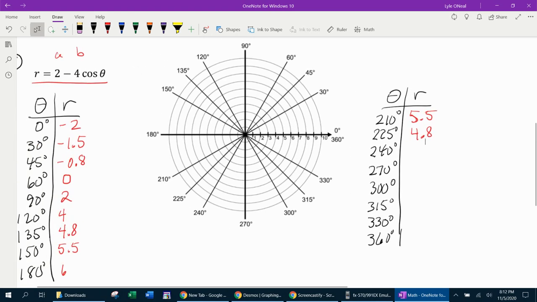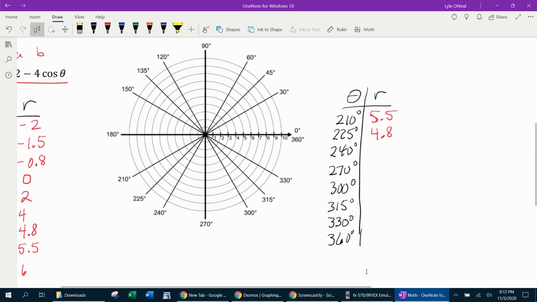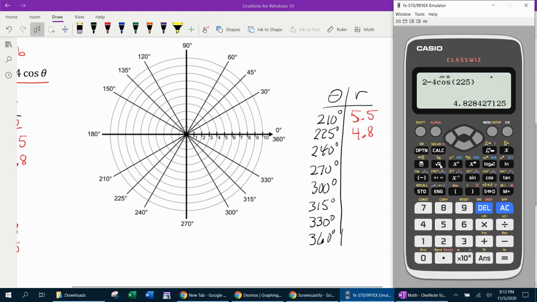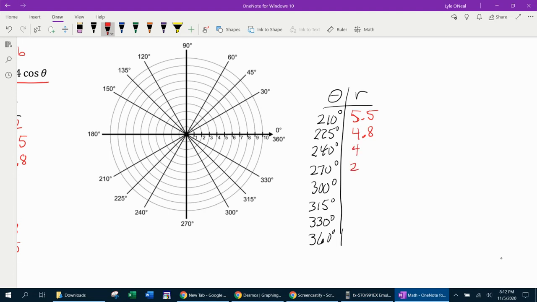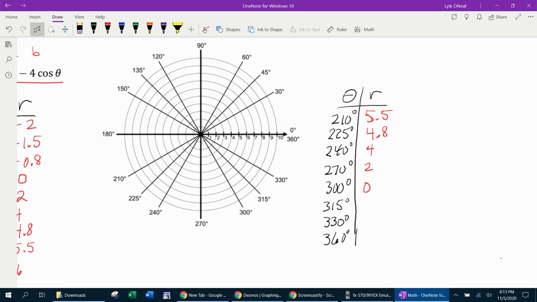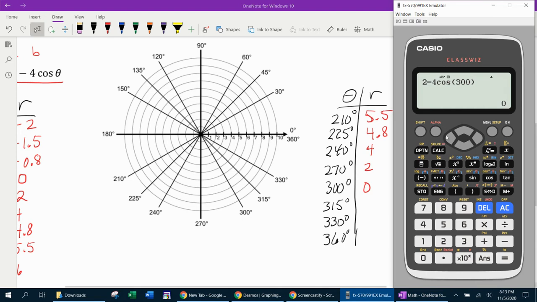4.8. So I bet the next one is 4 and then 2 and then 0. Is what I bet. Let's see. There's 4, 2, and 0. Okay, like I predicted. So here we go. 4, 2, and 0. And do you think that's going to keep repeating and go negative 0.8, negative 1.5? We're going to see.